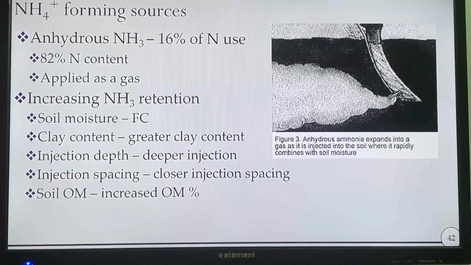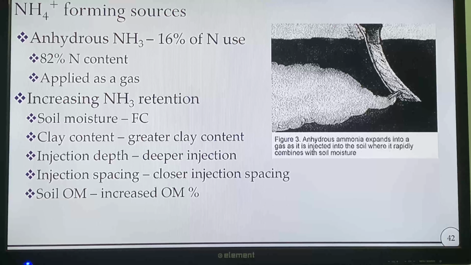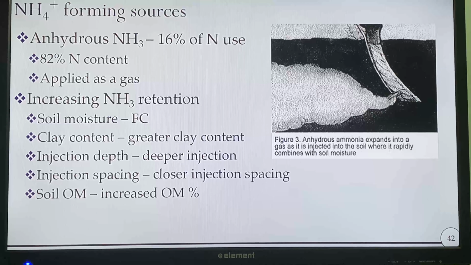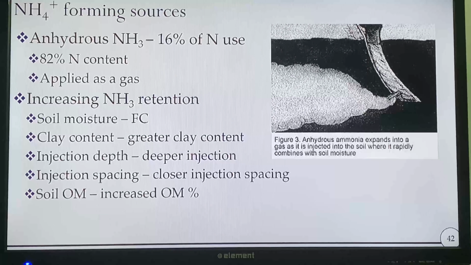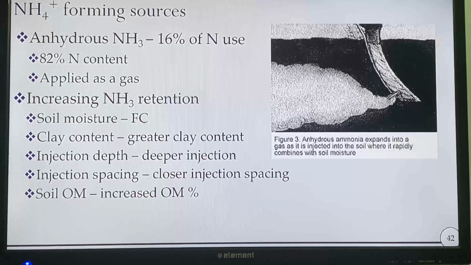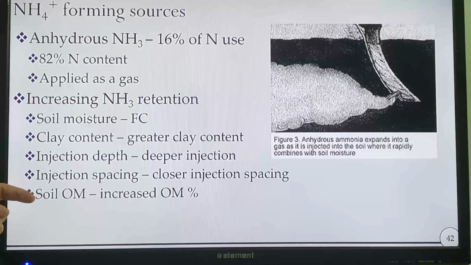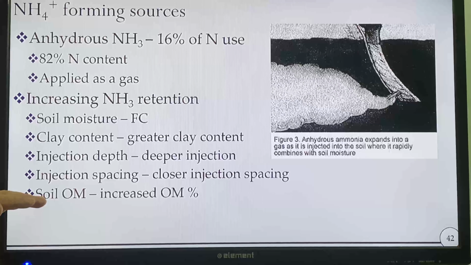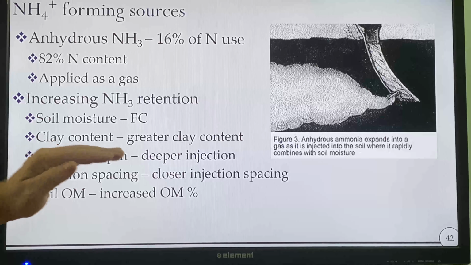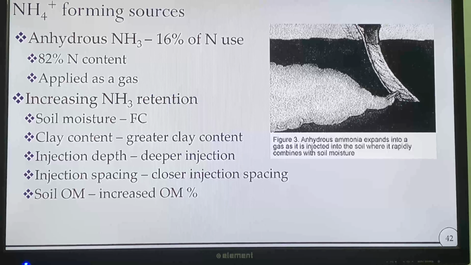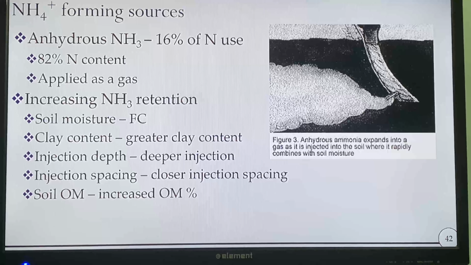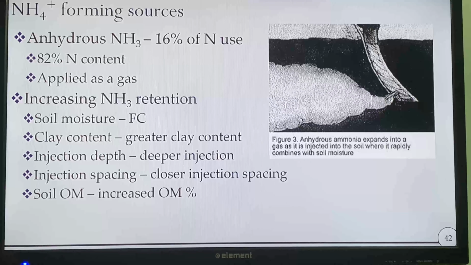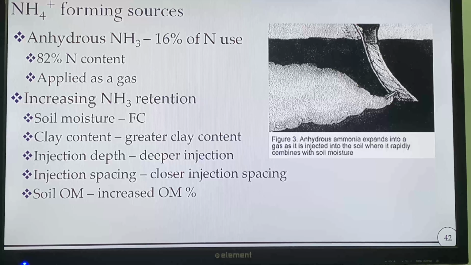Some of the ways that we can increase that retention: making sure that we have the right soil moisture, making sure we have enough clay content, so that's going to speak to our CEC, our buffering capacity, how much we inject, how deep we inject that, and then also how much soil organic matter is there. Because if you remember back from the nitrogen cycle, if we have more organic matter, then some of this nitrogen will be immobilized until that carbon is broken down. So we can take advantage of that nitrogen cycle, understanding that, and we can manipulate that to our advantage and keep that gas closer to the proximity of the field, not lose it to the environment.